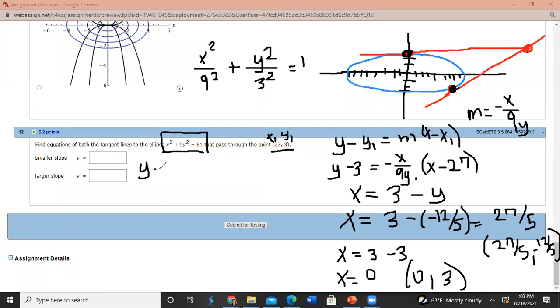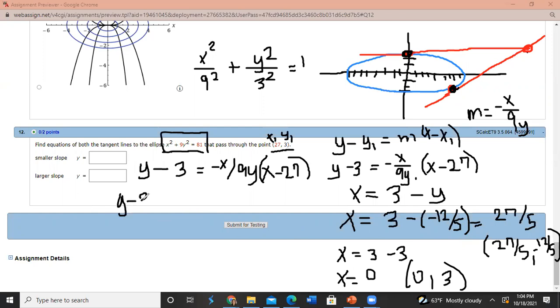Let's see, I'm going to go ahead and recopy what we have here. y minus 3 equals negative x over 9y times x minus 27. Remember, that's kind of where we started, just with the point and the slope that we were able to get down to negative x over 9y, but until we knew a point that was actually on that curve, we couldn't go much further. But now we can plug in. We'll do the fraction one first, harder one first. Technically they say larger slope and smaller slope, so we'll figure that out now too.